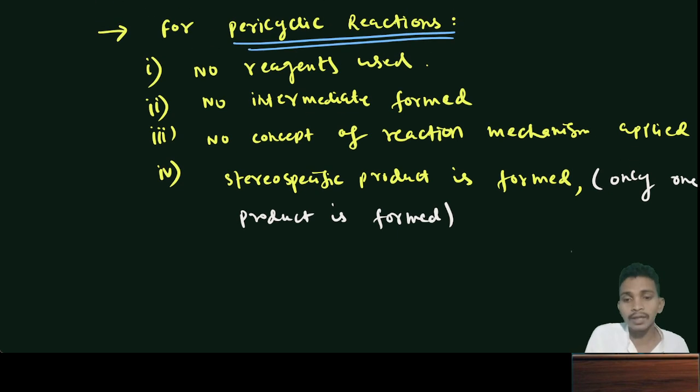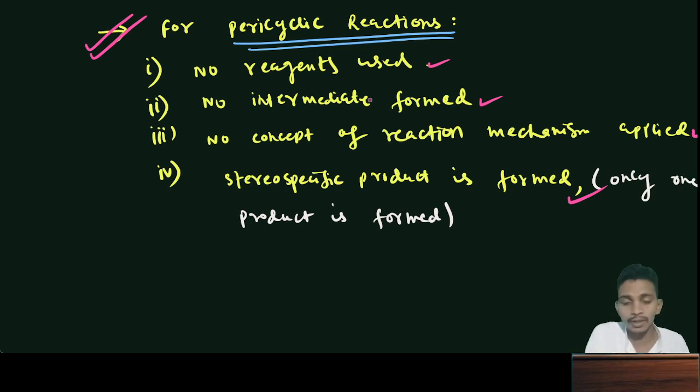Okay, so for pericyclic reactions this is the advantage for you: we don't need to look at the reagents, intermediates, reaction mechanisms, or the stereochemistry. So that is the good part of pericyclic reactions. And then the question will come: if an intermediate is not forming, if you are not giving reagents, it does not follow any reaction mechanism, and a stereospecific product is forming, then how does the reaction proceed? The question will arise how the reaction may proceed if all these concepts are not applied.